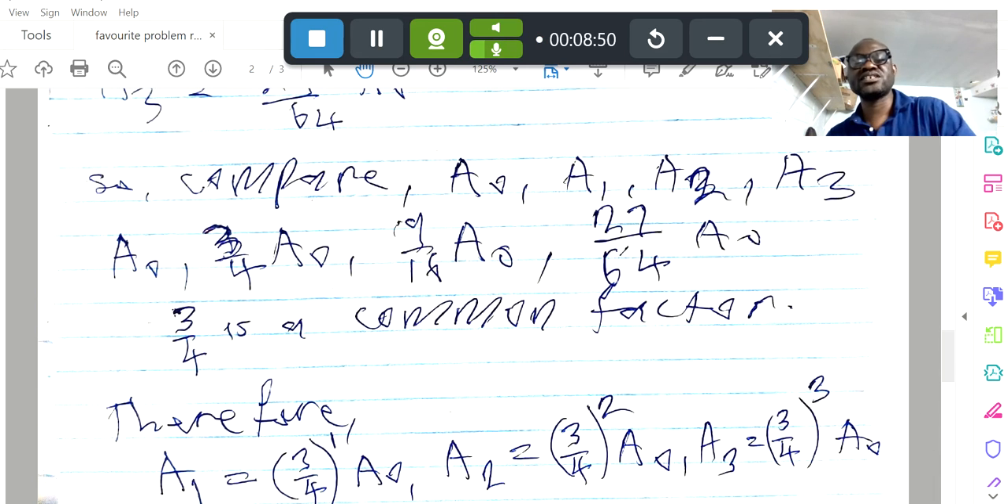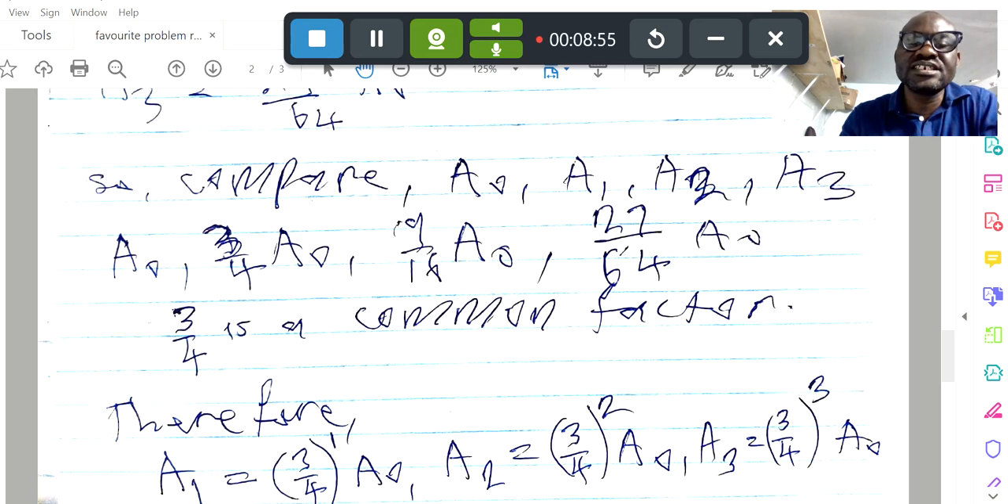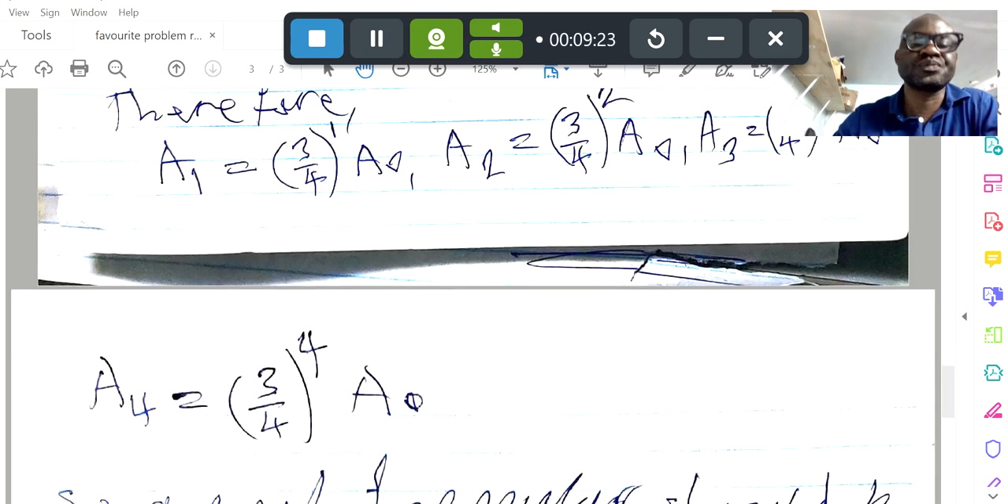Now, why do we have 3 over 4? Let us look at this. This is 3 over 4, and 9 over 16 is the same thing as 3 multiplied by 3 over 4 multiplied by 4. And 27 is 3 multiplied by 3 multiplied by 3 over 64, and 64 is also written as 4 multiplied by 4 multiplied by 4. So it will be 3 over 4 raised to power 3, and 3 over 4 raised to power 2.